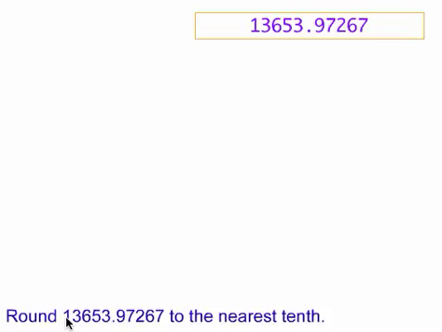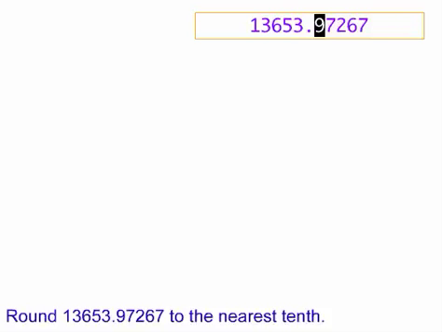Hi, we're being asked to round 13.653 and 97,267 hundred thousandths to the nearest tenth. Okay, this is the nearest tenth, the 9. Here, I'm going to look up here. So that's the nearest tenth. The 7, which is in the hundredths place, tells the 9 to round up.